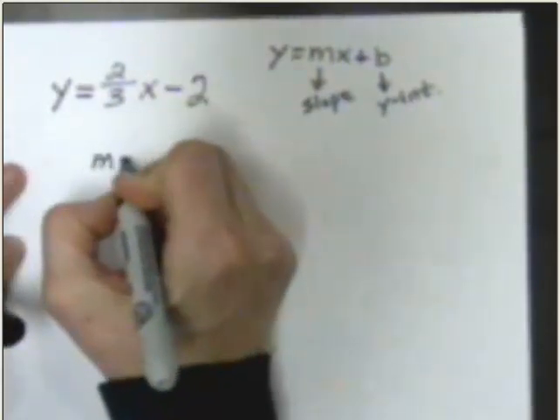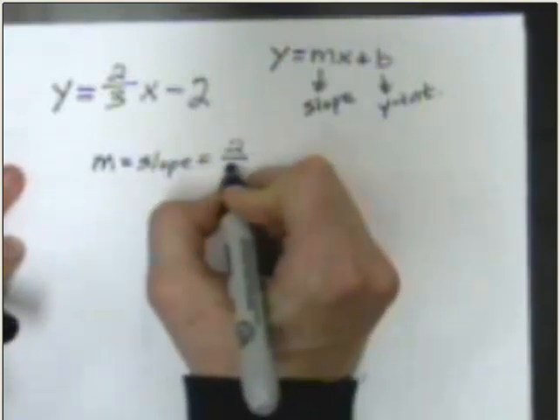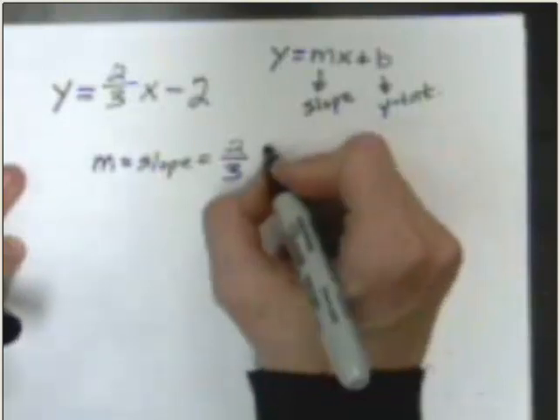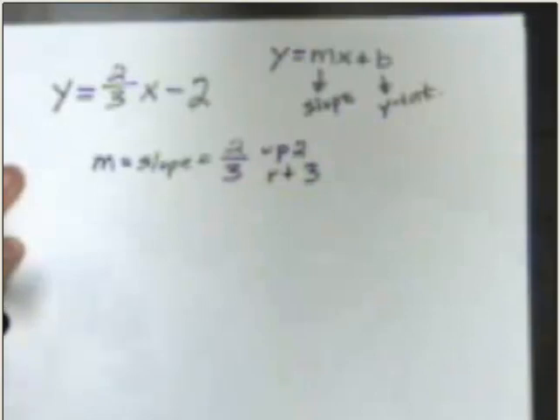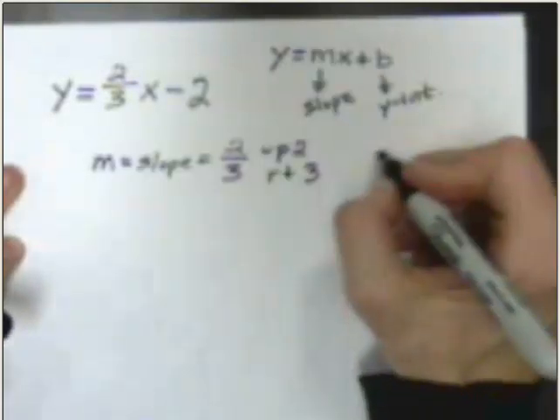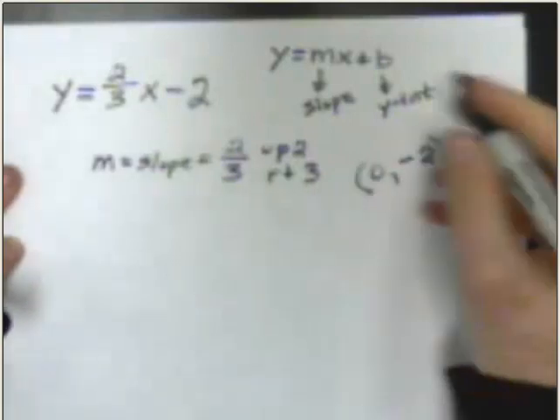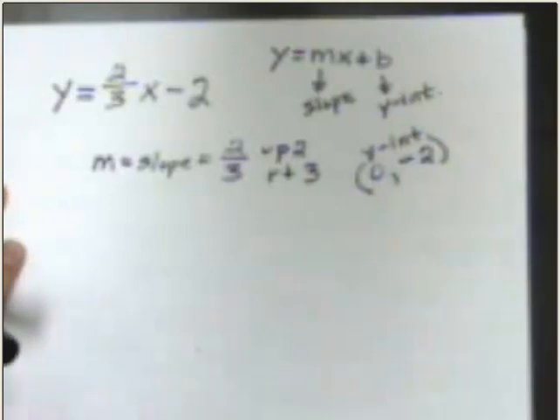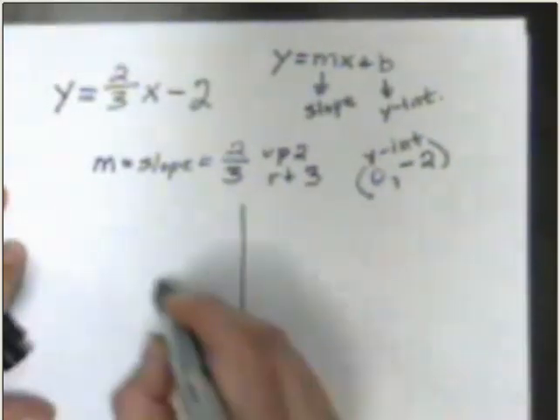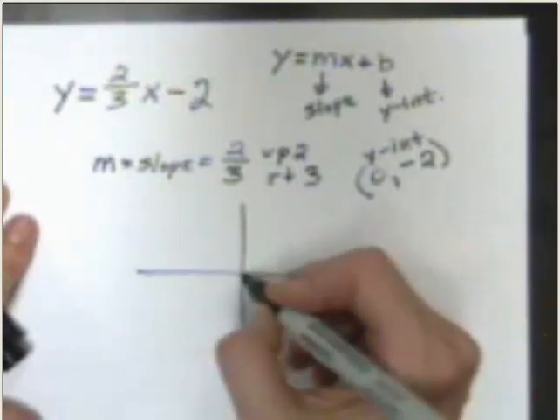Oh, I should write this. So m is equal to the slope, which is equal to 2/3. To me, that means I'm going up 2 and to the right 3. That's my description. I start at the point where y is -2 and x is 0. I start at that. That's my y-intercept. That's my b, right? So let's see, 0 for x, -2 for y.